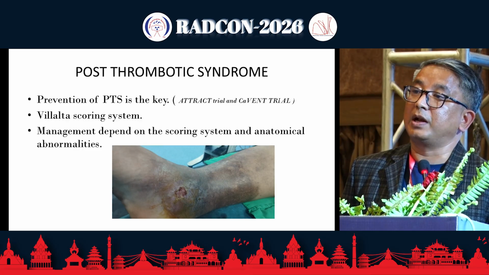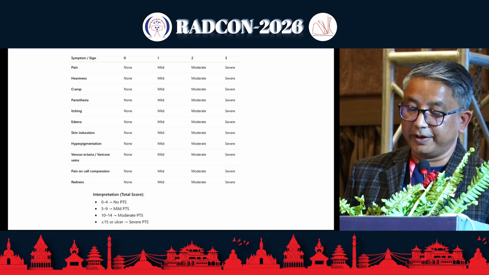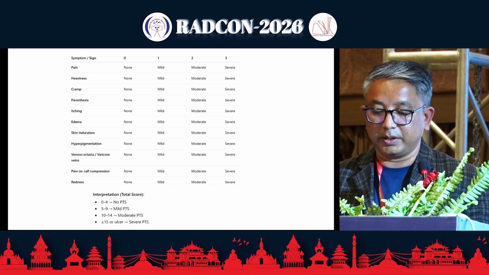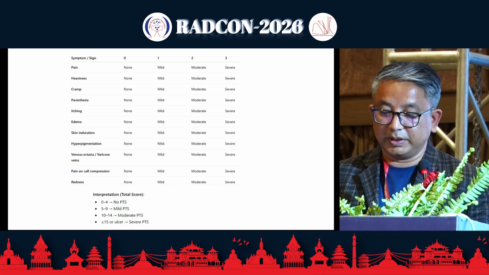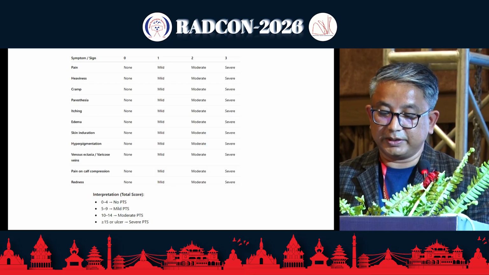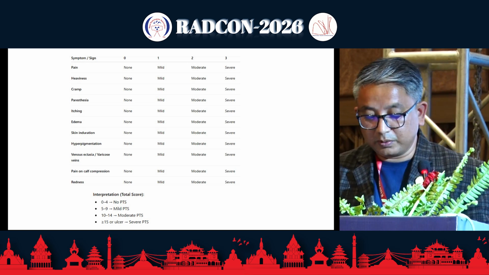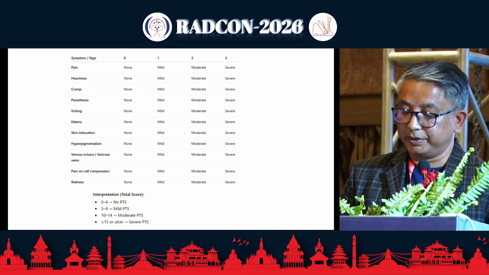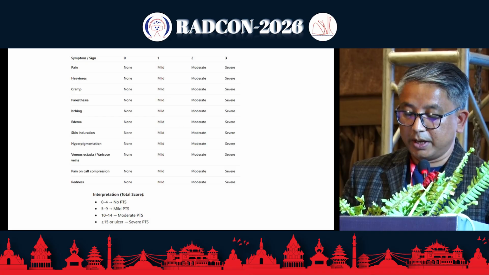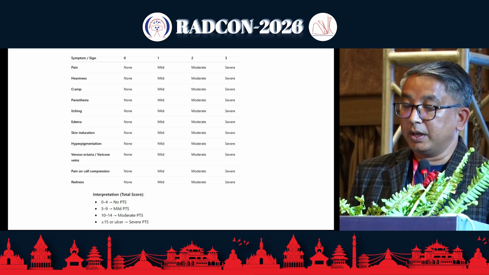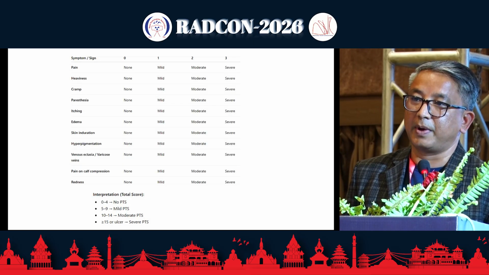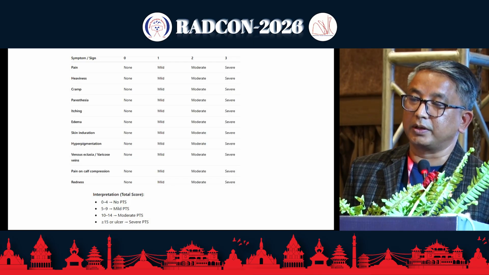So I use Villalta scoring for grading the severity of post-thrombotic syndrome, and management depends upon the scoring system and anatomical abnormalities. So this is the Villalta system. Here are the group of signs and symptoms, from pain, heaviness, cramp to redness and ulcers. If the score lies between 0 to 4, there is no post-thrombotic syndrome. If the score lies between 5 to 9, mild post-thrombotic syndrome, 10 to 14, moderate, and more than 15 or ulcer, severe PTS. Here again the Doppler study, or in some cases CT angiography or MR venography, are needed to know the extent of the thrombosis.